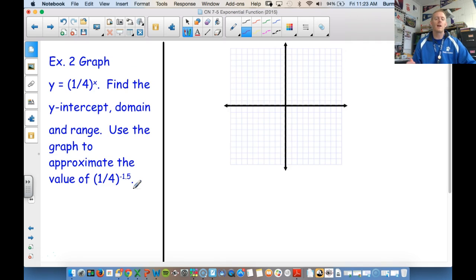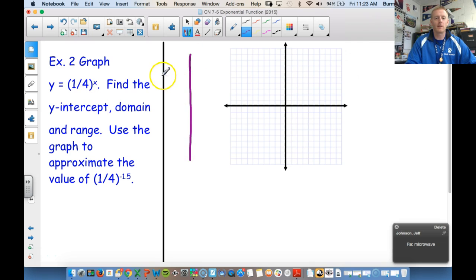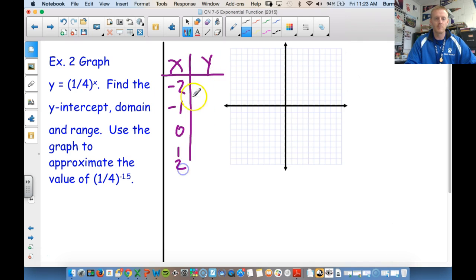Alright, so we're going to try another one very similar to the last one. Our job is to find a 1/4. Now again, we're going to make a quick table to make these things a little bit easier. Here's our x, here's our y. If we plug in negative numbers, remember that we always know that when x is 0, y is 1, so we're going to have a point right here for sure. But let's plug in these numbers.